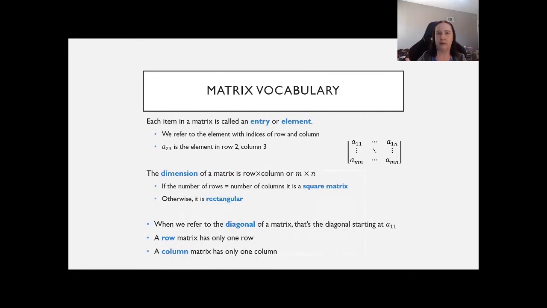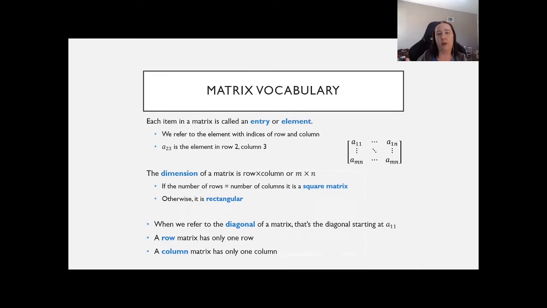So just vocabulary: I mentioned entries, elements. That's just referring to the numbers or the items inside of it. And we always do row versus column. The dimension is the size, and that's again always row by column. If you have the same number of rows as columns, it forms a square, so it's called a square matrix. Otherwise, you get what looks like a rectangle.